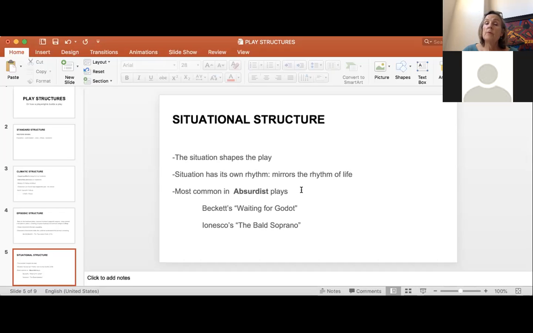And they say, is Godot coming? He said he was coming. And that is the entirety of the play, is that they're simply waiting. Their situation is that they're waiting and they really don't have anything else to do. So the rhythm of life there is that, in fact, we all are waiting for something.